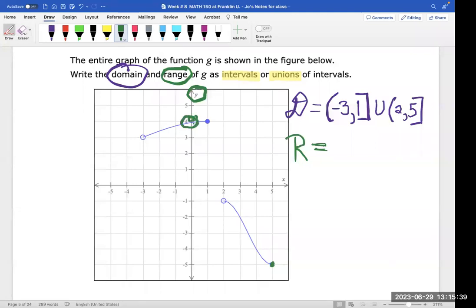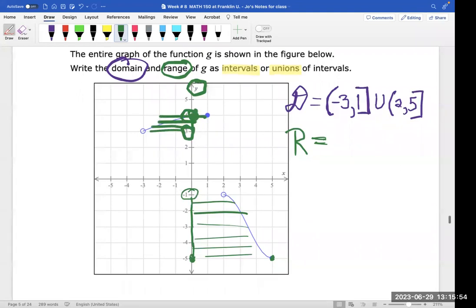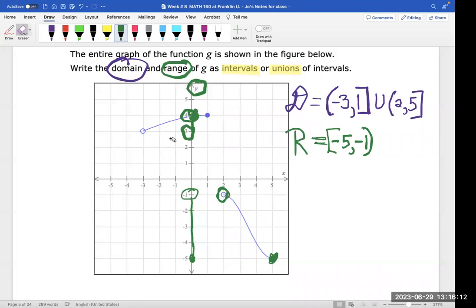So it would be closed circle here, down to open circle there, and open circle here, down to a closed circle there. Because again, all of these points, what are the possible Y values or outputs? So from smallest to biggest, the range would be -5 up to -1. This is a solid bracket. This is open. So -5 would be a bracket. And -1 would be a parenthesis, because the parenthesis does not include the endpoint.